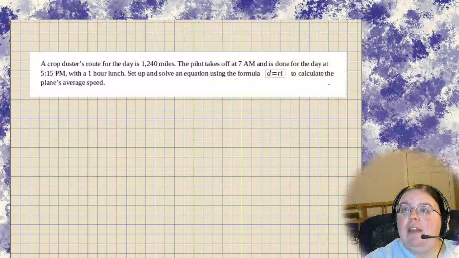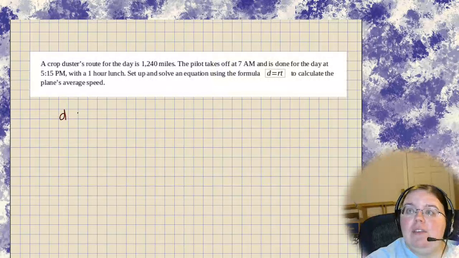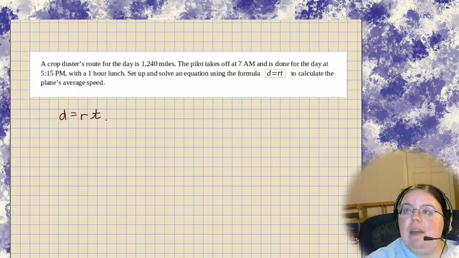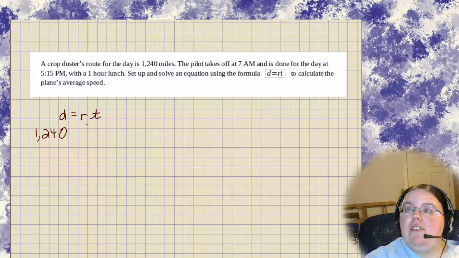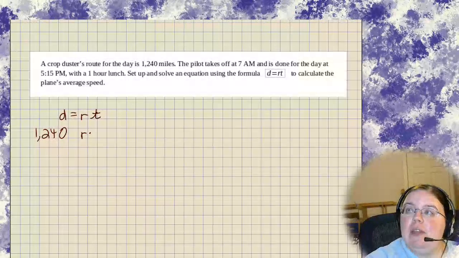Now we're told to set up and solve an equation using the formula distance equals rate times time to calculate the plane's average speed. So we're using this formula here, distance equals rate times time. We know some of this information. For example, the distance is the length of the route, so we know the plane traveled 1,240 miles during the day. The speed is just the same as the rate, so that's what we want to know. That's going to stay an unknown for the moment. Time is what we need to figure out.